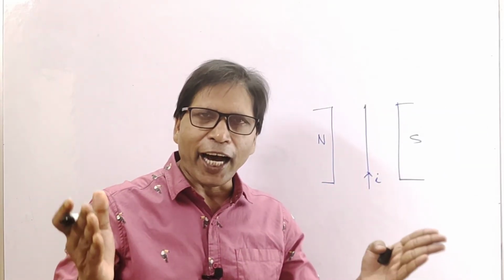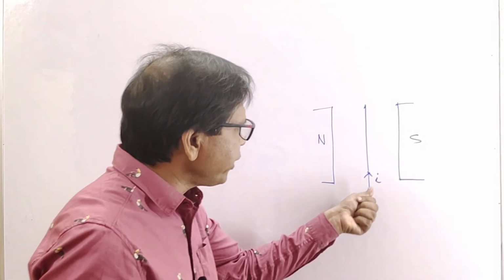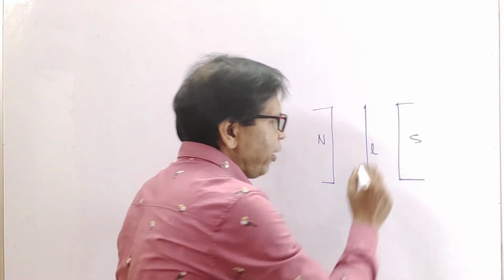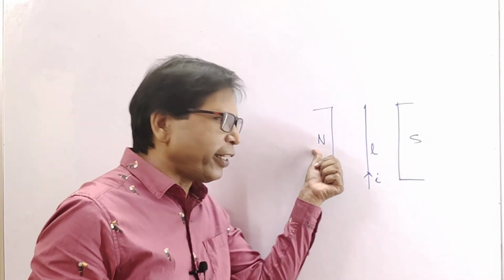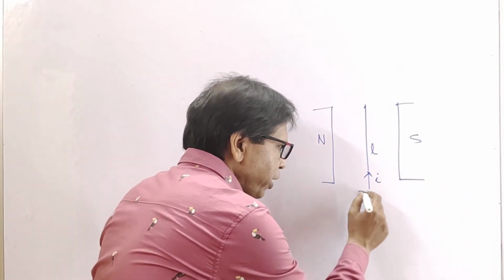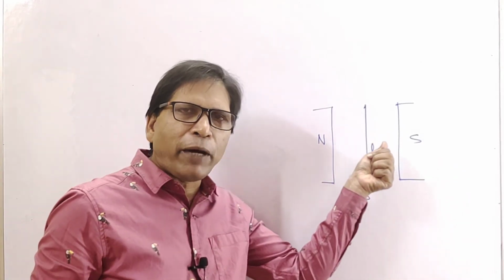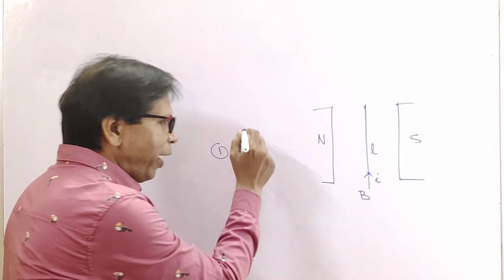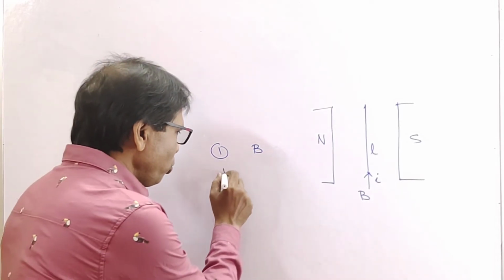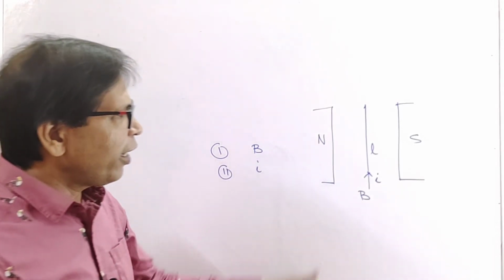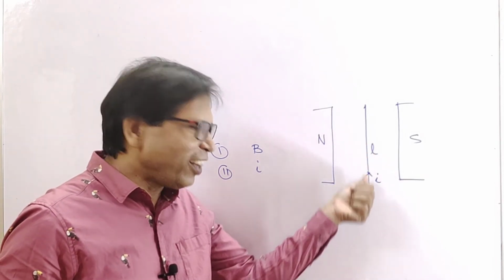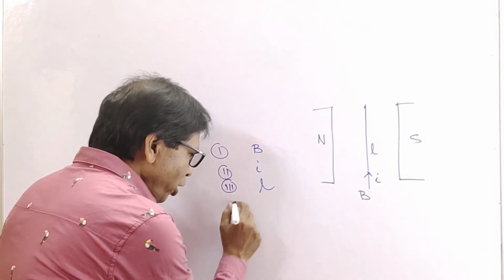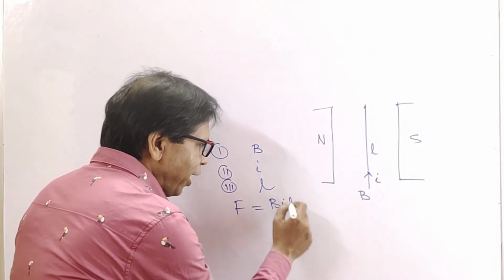Now, force on a current carrying conductor. Look at this. This is a conductor carrying current I and its length is L, and it is placed in a magnetic field of strength B. The force experienced by the conductor depends on, number 1, the strength of the magnetic field, and number 2, the current flowing through it and the length of the conductor. Actually, the magnitude of force is BIL.